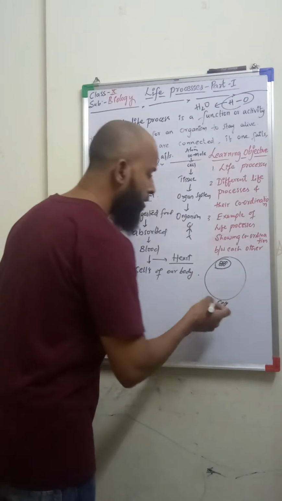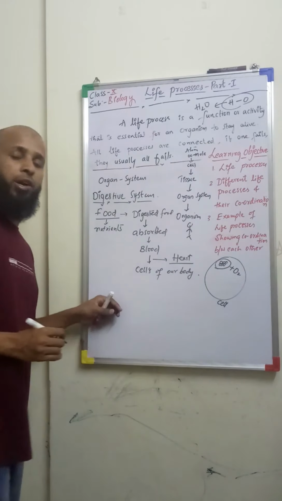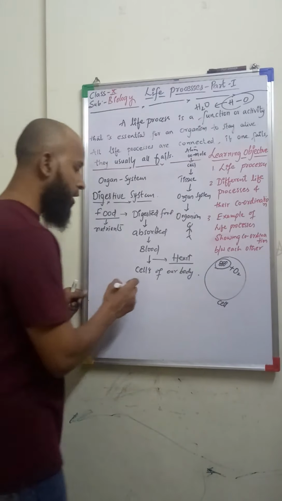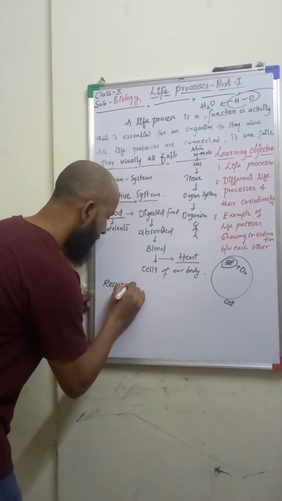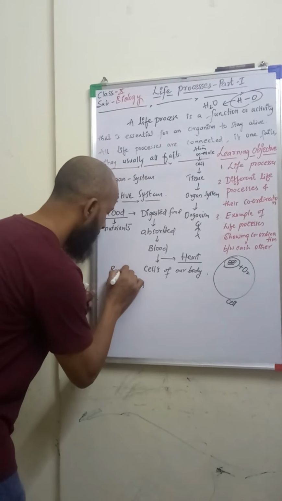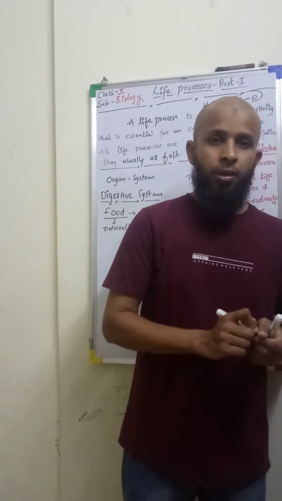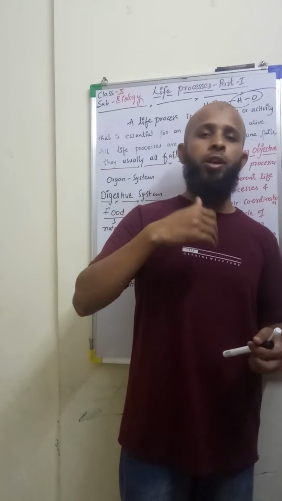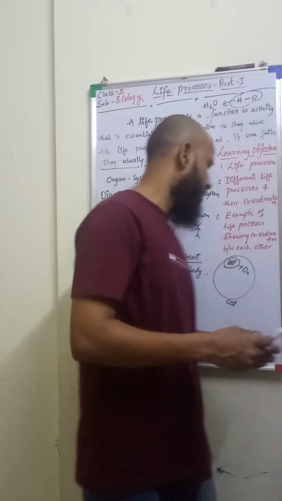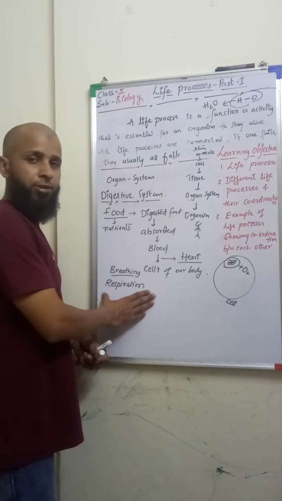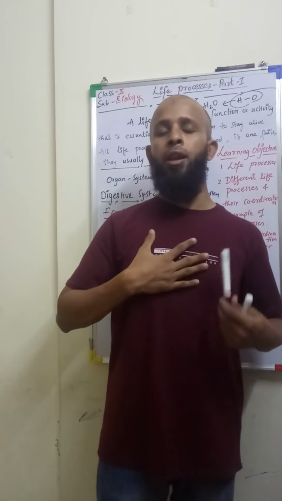Okay, so for the food to give out the energy, it needs oxygen. So where does the oxygen come from? The oxygen comes from breathing, right? In breathing, we take the air into the body and we leave the air out of the body. That's called breathing. Whereas in respiration, the air which we inhale is taken into the lungs.